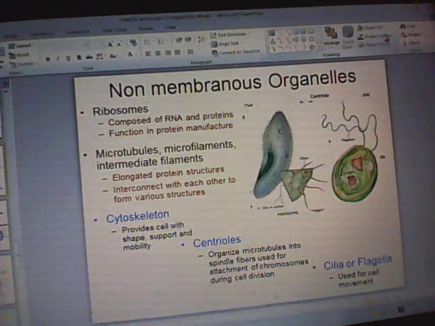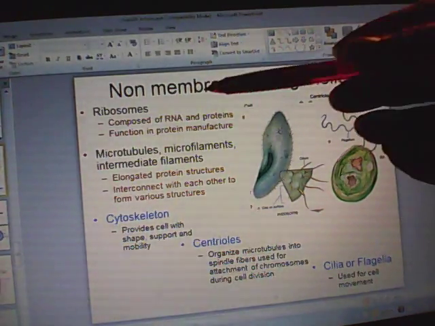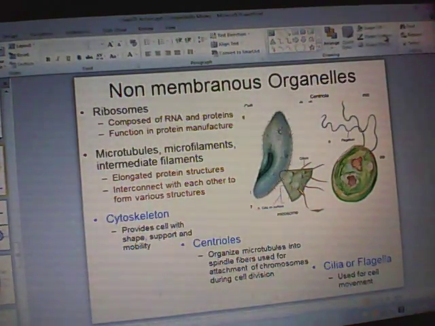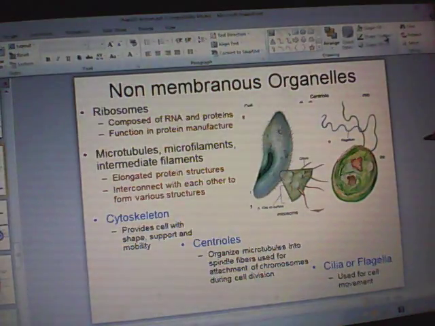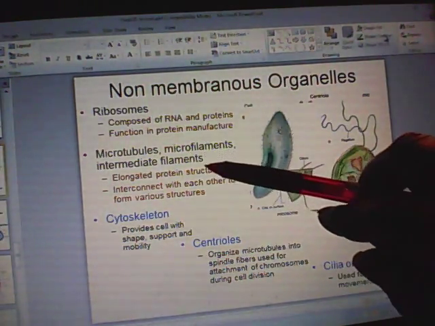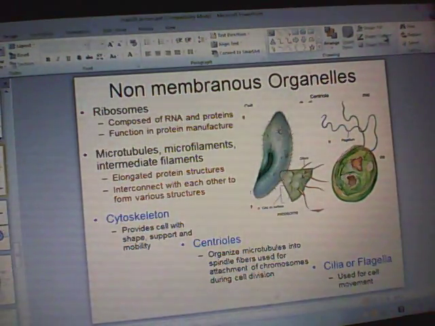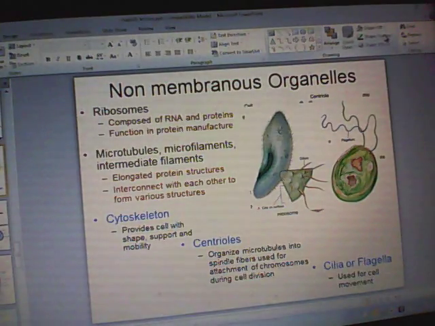And so lastly, we have some non-membrane organelles that are in the cell. You have your ribosomes, which we talked about before. That's where the mRNA and tRNA meet and make proteins. You have things called microtubules, microfilaments, intermediate filaments. These are like your highways in the cell. It's how things move along in the cell.